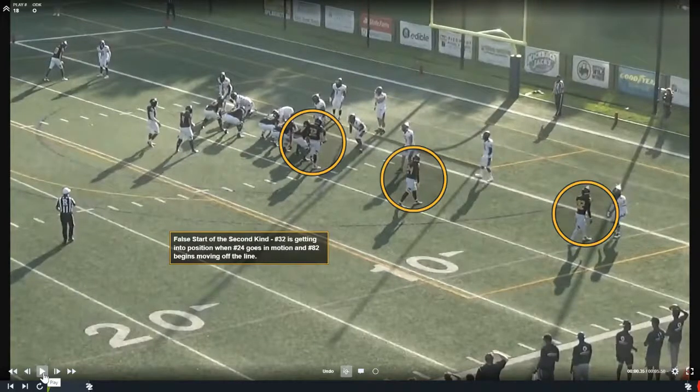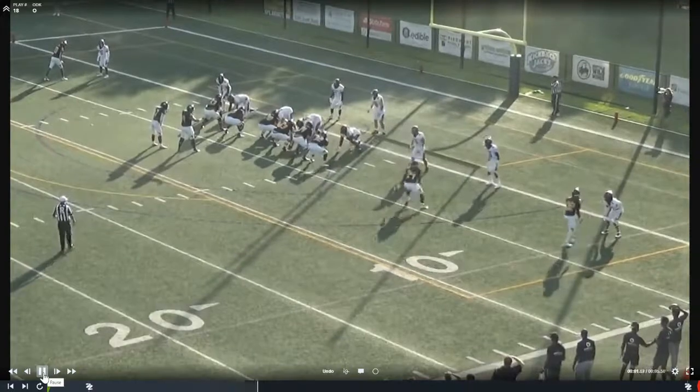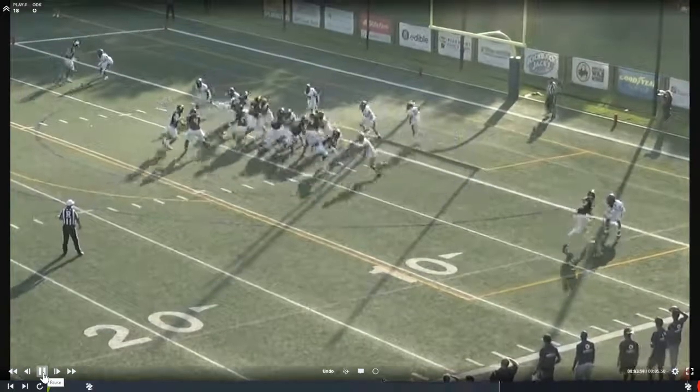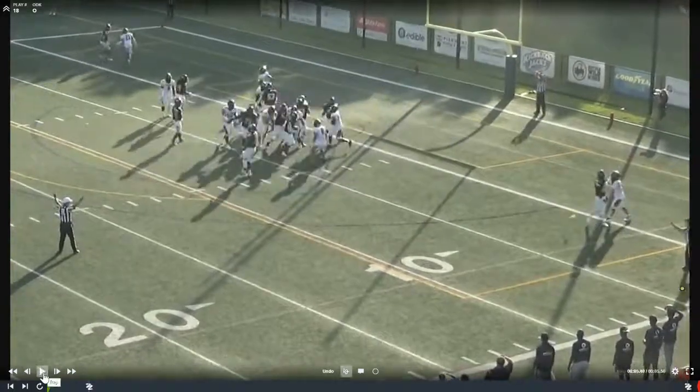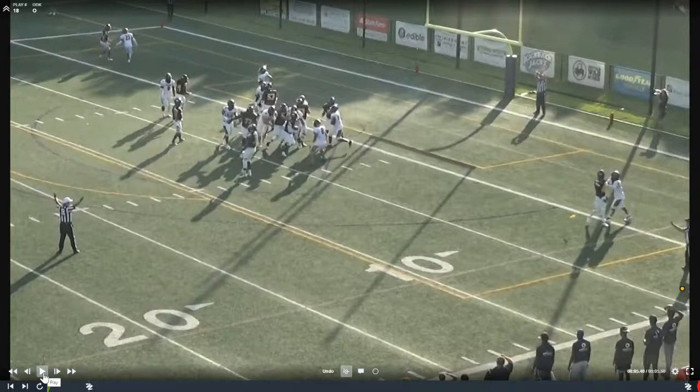32 is not yet set. You're about to see 24 go in motion while 82 moves from a position on the line to off the line. At no point in time were all 11 people on offense set for 1 second. So we're going to shut this play down. Our short wing does a good job getting a flag on the ground and communicating with a staccato whistle that the play will no longer continue.